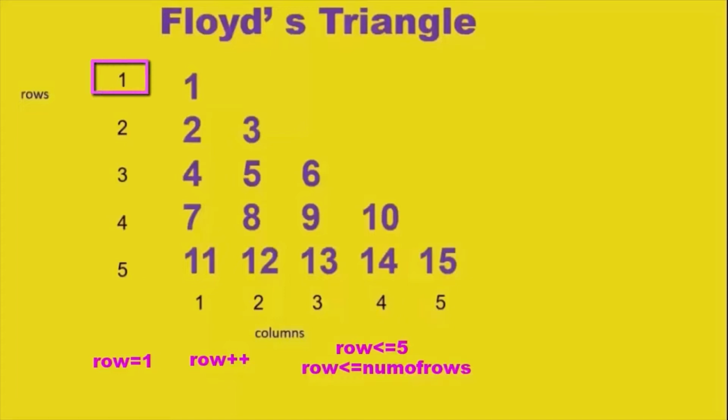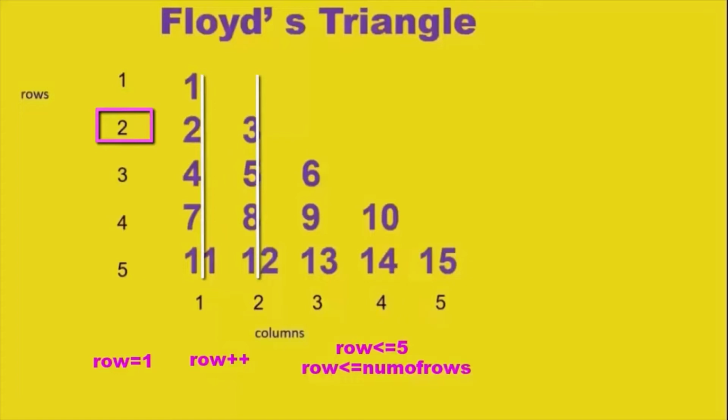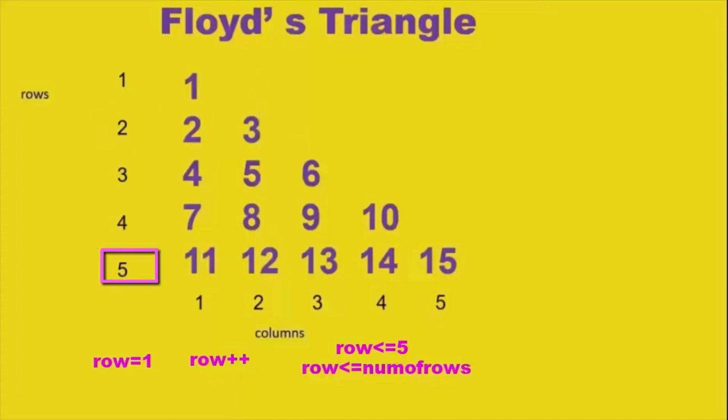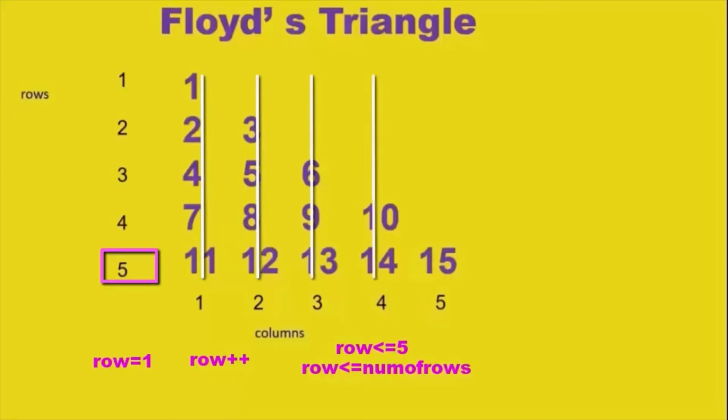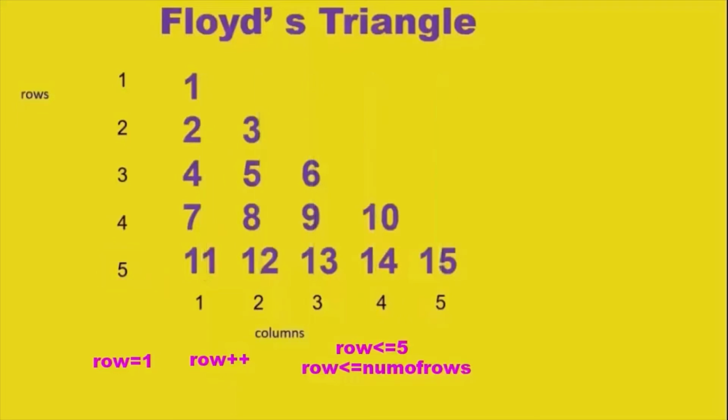On first row we can see column 1. On second row we can see column 1, then column 2, and on fifth row we can see column 1, 2, 3, 4 up to 5. So inner for loop, or for loop for columns, will iterate from col is equal to 1. Col will be variable name, so col is equal to 1 and col plus plus.